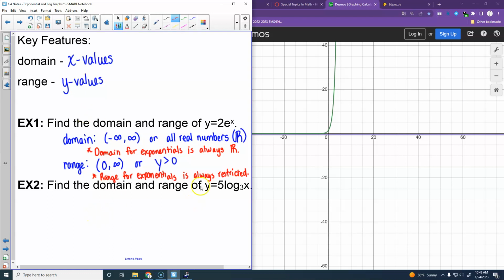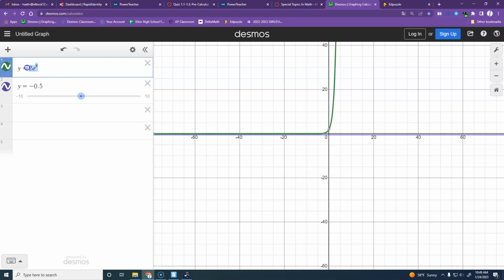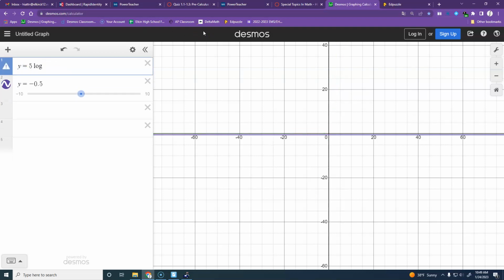Let's go on to our next one. We got 5 log base 3 of x. So if I go over here and graph that one, 5 log, what was it? Base.